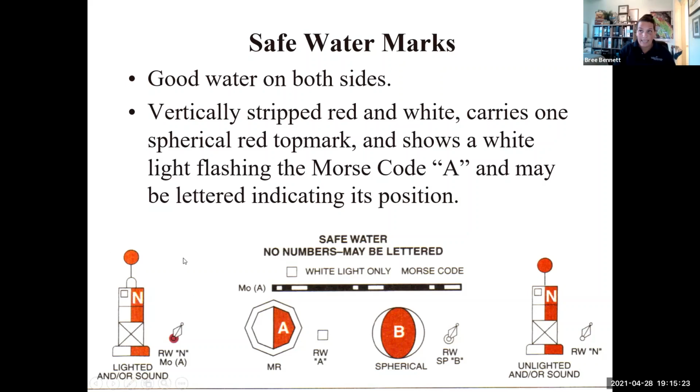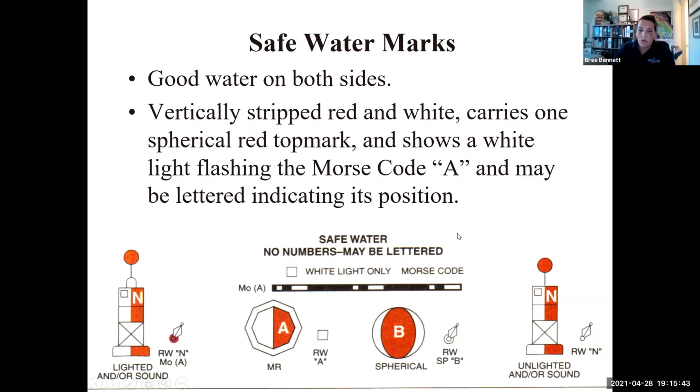So your white light is kind of your starting point. That's your safe water mark. And then you're following your red and green lights as you're going into shore, or you're following your red and greens out. You pass the white light and then you're in open water.